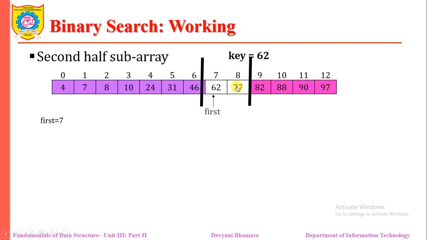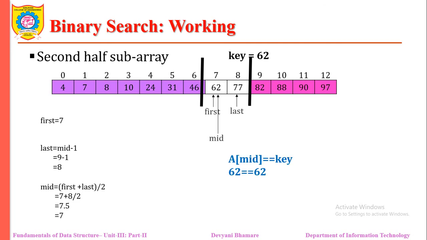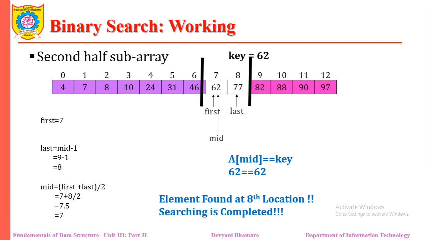So again our last is mid minus 1, means it is 8. So first is 7 and the last is 8, and we compute mid. So what are we getting? Mid is 7. Then compare, is A of mid equal to key? Yes. Then we say yes, the element is found at location 8. So in this fashion, in only 3 comparisons or 3 iterations we get that the element is present at the 8th location.